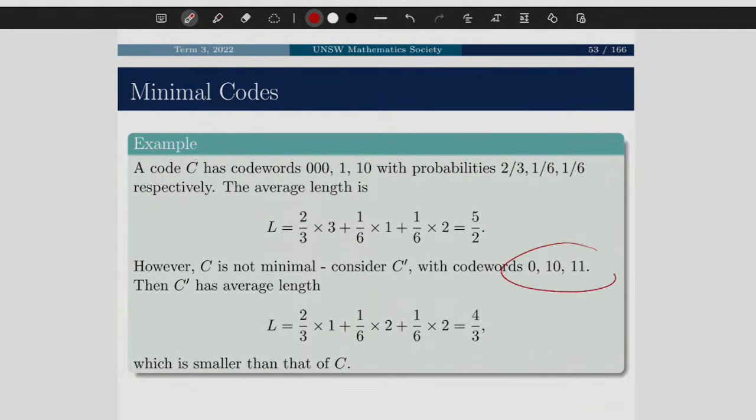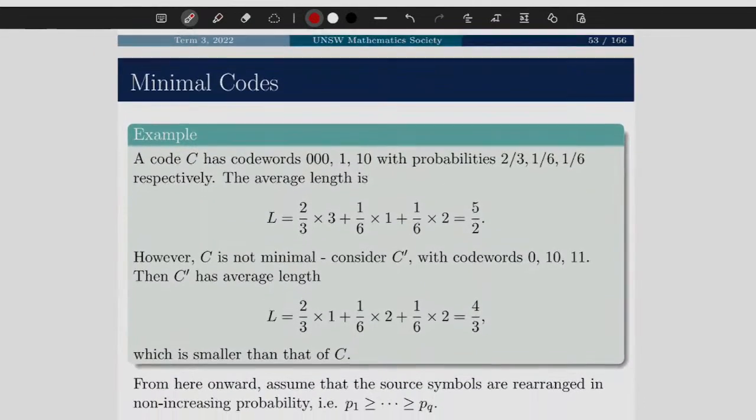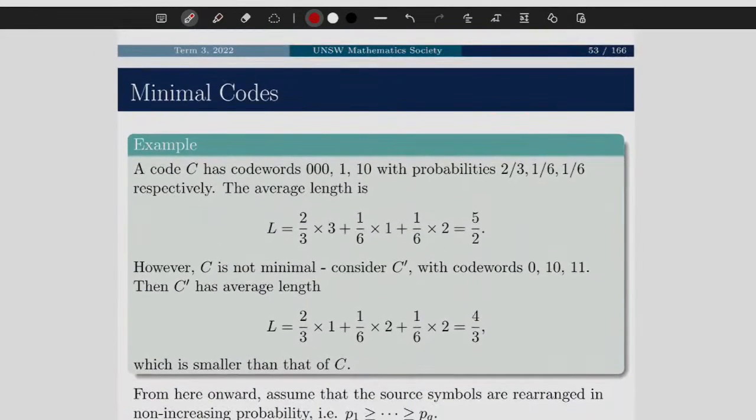For example, if I consider these code words, then I actually get a smaller average length, this average length being 4 on 3. I would like to say, I'm not really sure if this is the minimal code exactly, but it goes to prove that the first one is not a minimal code. Yeah. So hence, from here onwards, please assume that the source symbols are rearranged in non-increasing probability.